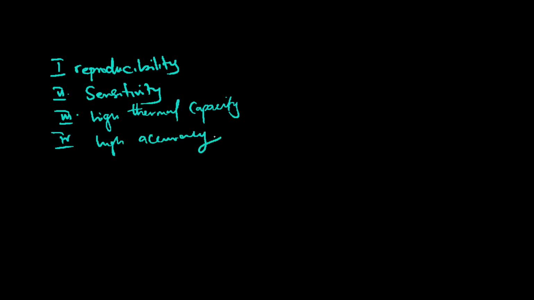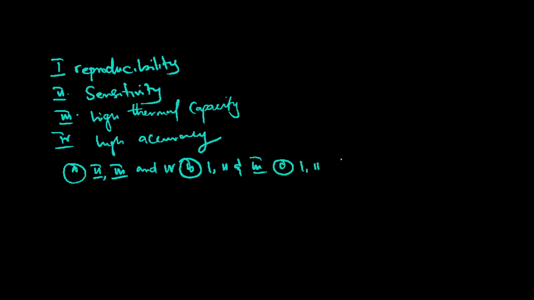So the question states that the qualities of a good thermometer include A, Roman figure 2, Roman figure 3, and Roman figure 4. B, Roman figure 1, Roman figure 2, and Roman figure 3. C, Roman figure 1, Roman figure 2, and Roman figure 4. D, Roman figure 1, Roman figure 3, Roman figure 4. So which one is the right answer? C. Correct.